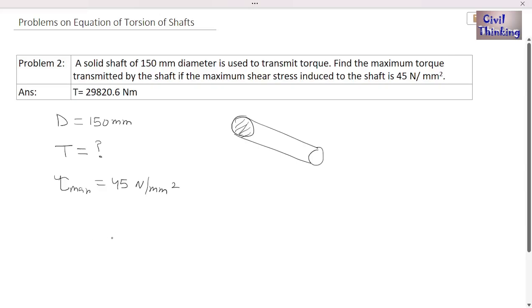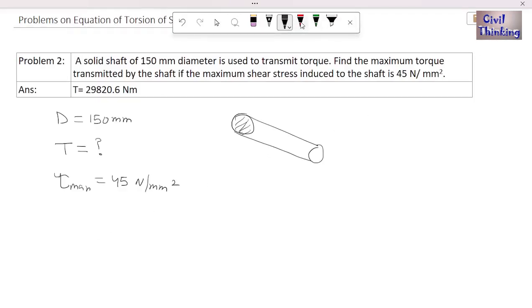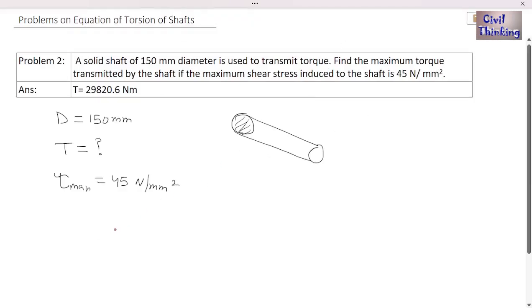So how do we solve this? Again we are going to use the equation of torsion. What is the equation of torsion? Tau max divided by R is equal to T by J is equal to C theta by L. This is the equation of torsion of shafts. I have already made a video lecture on this. I will provide the link in the description to check out where this came from.